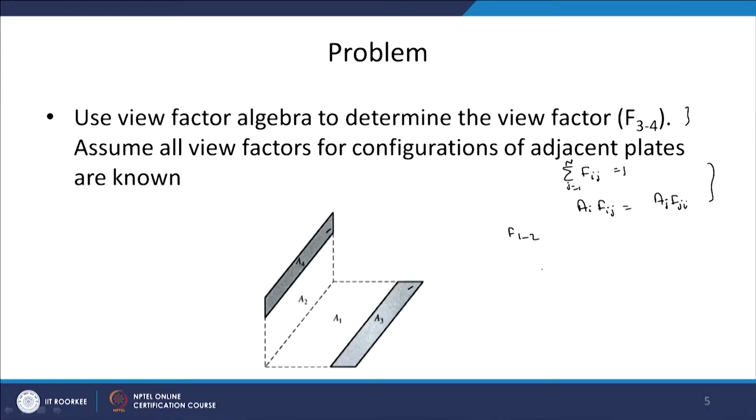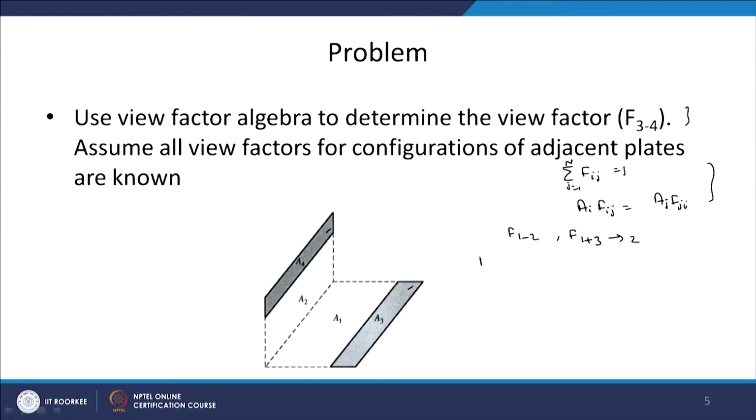Now, when we solve this problem, we assume that the view factors for adjacent plates are known, that means we know F 1 2, this is known. We know that F 1 plus 3 to 2 is known. So, these are adjacent plates, they may have same area or they may not have same area. So, by assuming that the view factors for the adjacent plates are known, we can find out the view factors between non adjacent plates 3 and 4 using this view factor algebra.